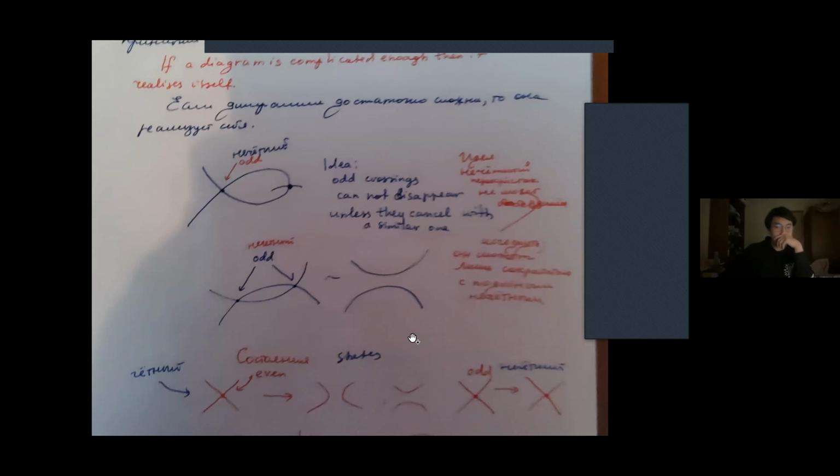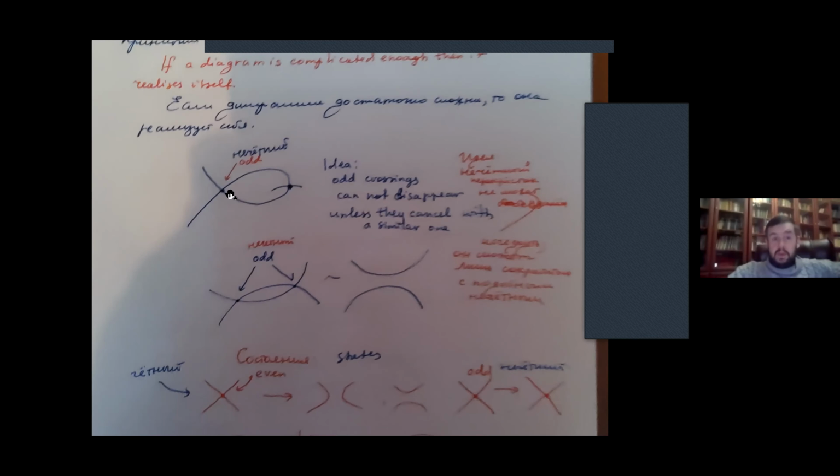Possibly one of the main ideas is that odd things cannot disappear, they can only cancel with those similar to them, with those odd ones. And actually, let's look at some examples. So here we have an odd crossing, because if we look at this loop, here we have an intersection with another crossing, okay?